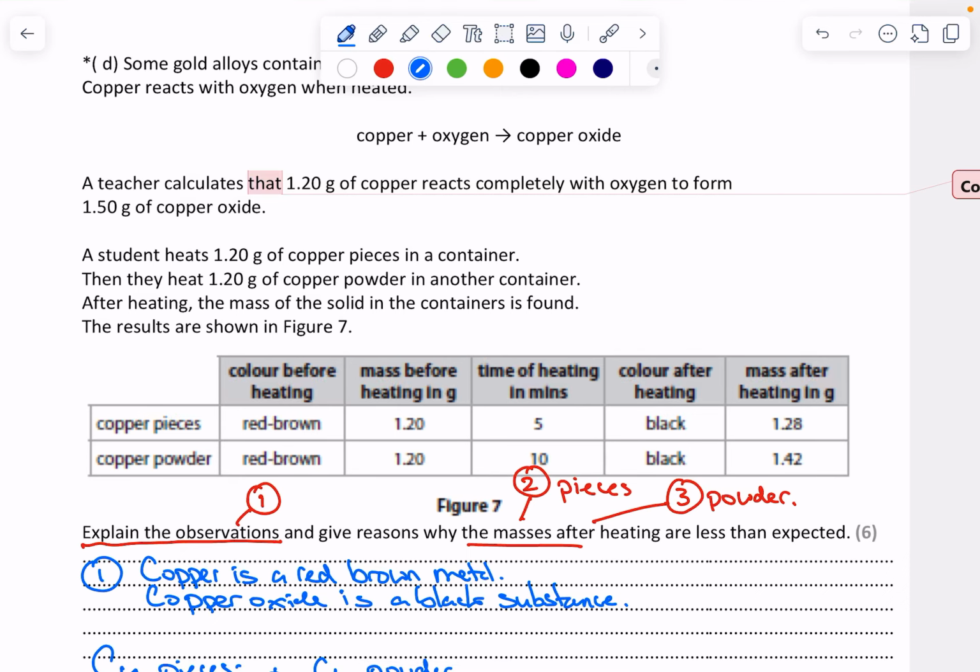So this is one of those 6 markers. What I've done is pre-write the answer. Let me just take you through my thinking, how to approach this.